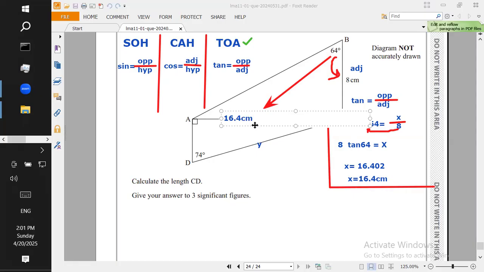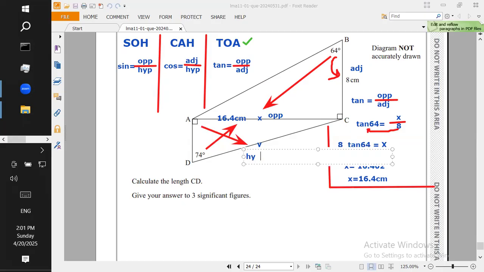Now we can use it to find the value of y. So the value of x is 16.4 centimeters. Now I'm going to use it to find the value of y in the other triangle. So to follow these steps here, 16.4 and y and the angle 74. So I have to look at the triangle. This is the angle. This is the opposite of the angle, which is 16.4. And this line here is the opposite of the right angle, which is the height. So this y here is the height.